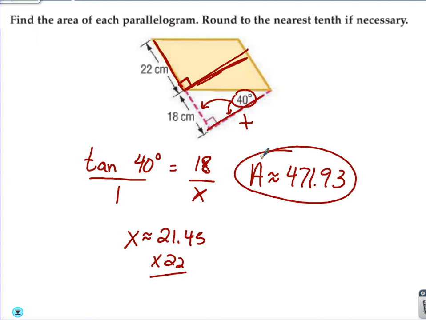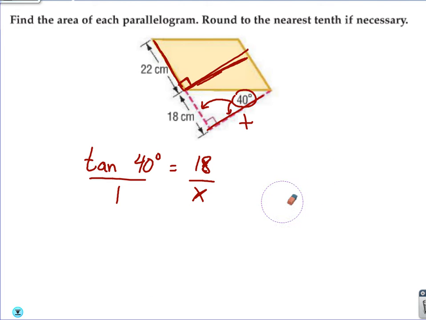And I always forget to put it centimeters squared. Now, here's the thing. If you're dealing with an ACT problem or whatever, and they want the exact answer, now that's a little bit tougher. If they ask you for the exact answer, now here x, or your height, I'm going to call it h instead of x here. Your height was 18 divided by tan 40. You would have to leave it like that for it to be an exact answer.